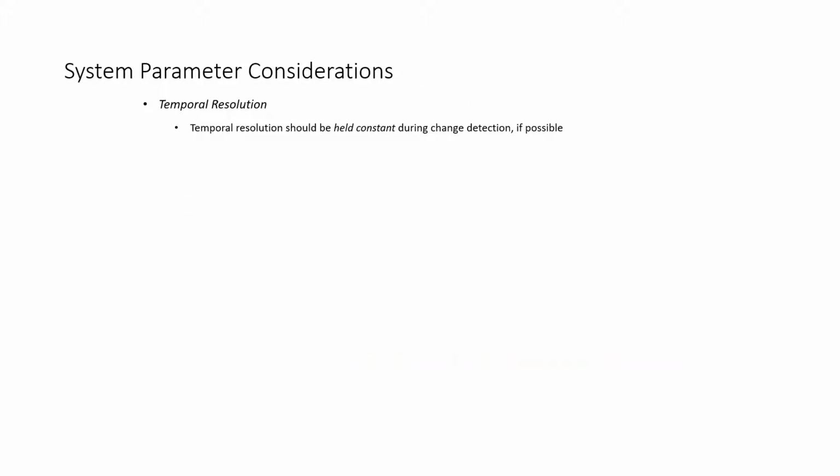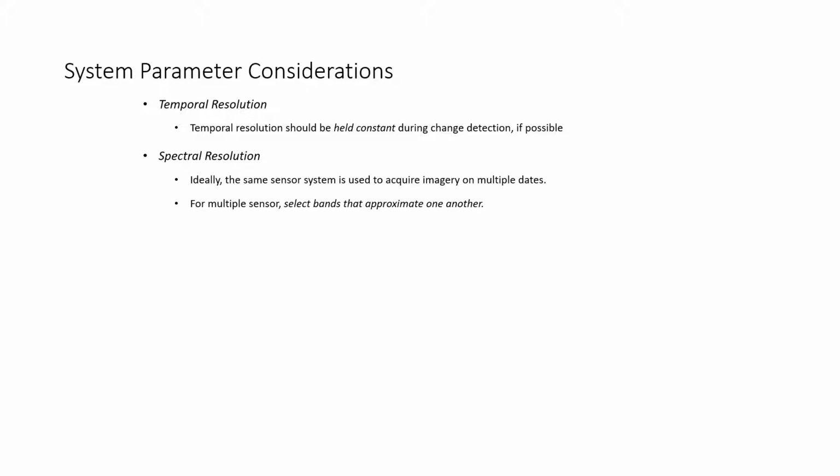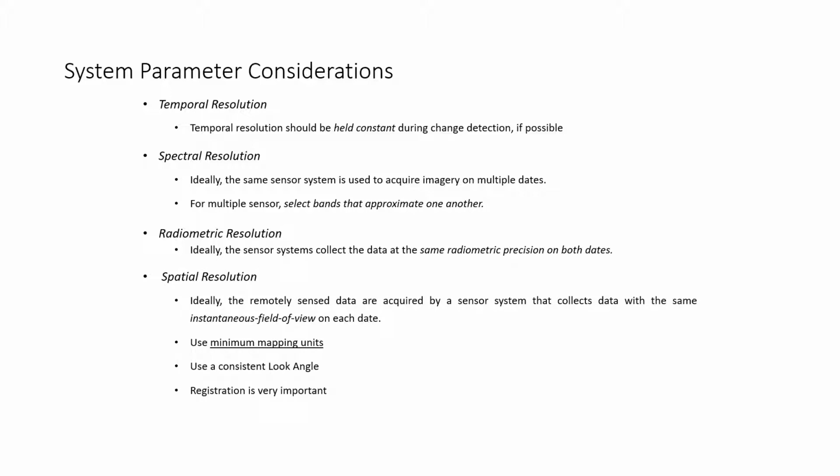Temporal resolution should be held constant during change detection if we can do it. Ideally, the same sensor that we use on one date we use on the other, so that we have the same spectral information. Radiometrically, the same precision on both dates. And spatially, we want everything that we collect to have the same instantaneous field of view on each date. Use minimum mapping units, use a consistent look angle, and we want our registration to be very good.